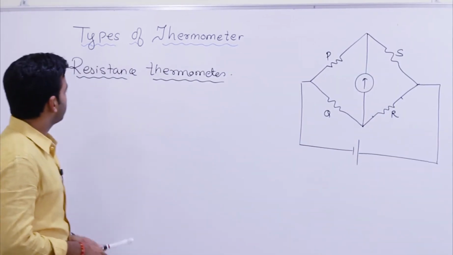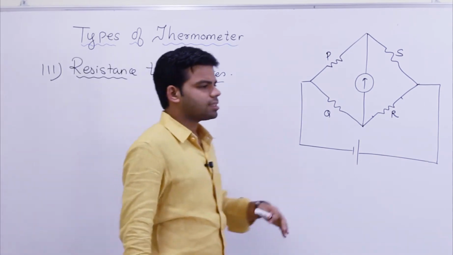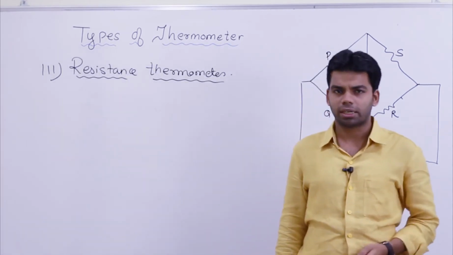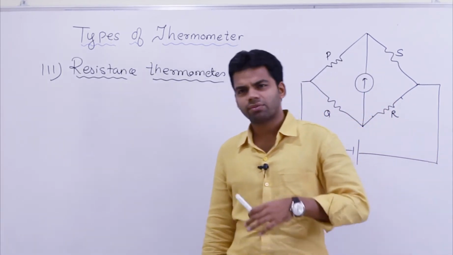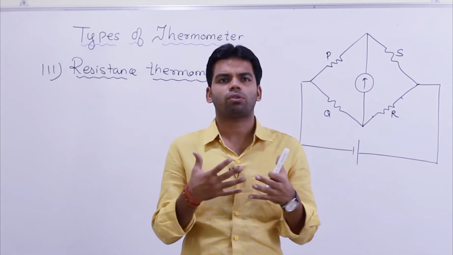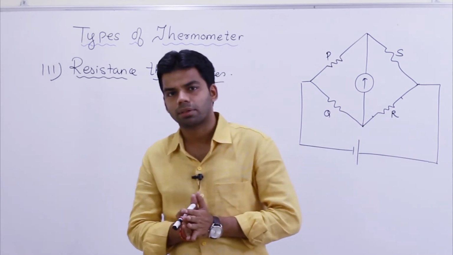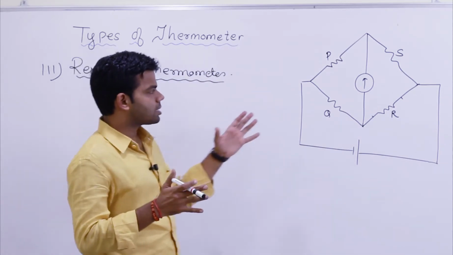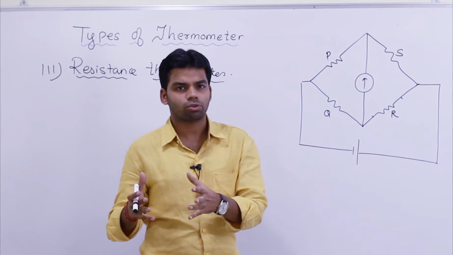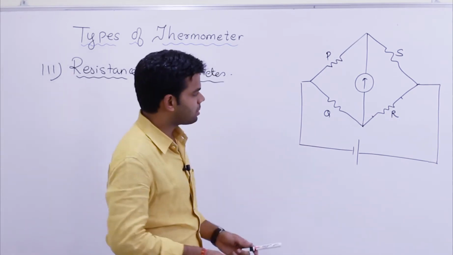The next type of thermometer is the resistance thermometer, and as the name suggests, here the thermometric property is resistance. As we know, as temperature changes, the value of resistance also changes. So based on this principle, this thermometer is designed. What we are doing is actually based on the principle of the Wheatstone bridge. We all know about the Wheatstone bridge principle.